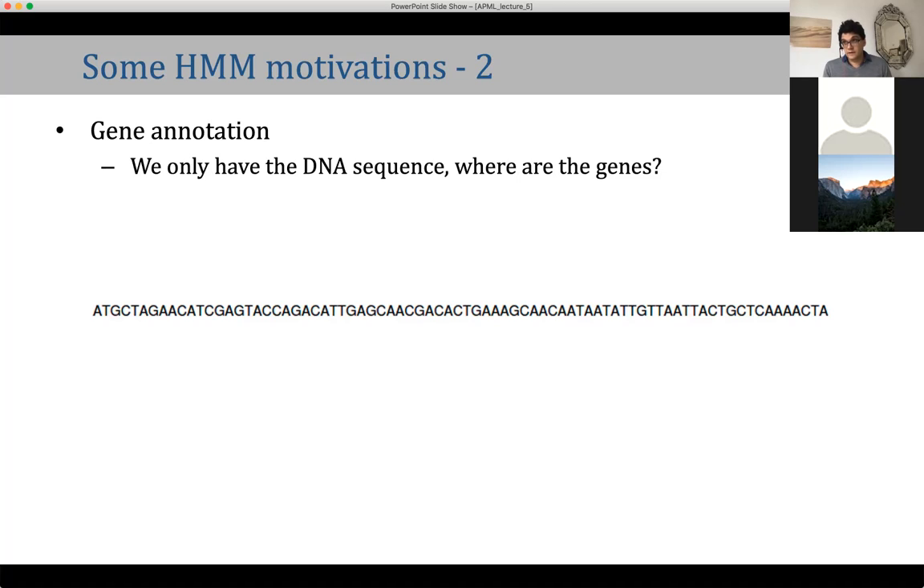And this was really a needle-in-a-haystack problem. In this case, you just have a DNA sequence. You could look at just one strand.